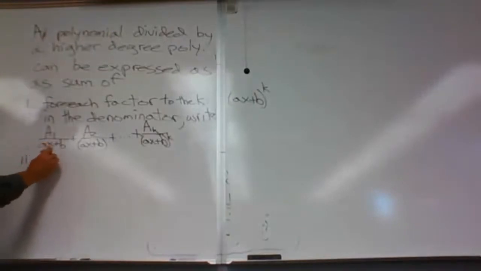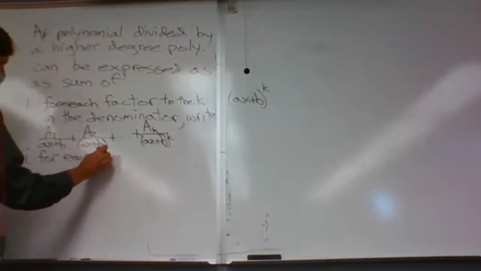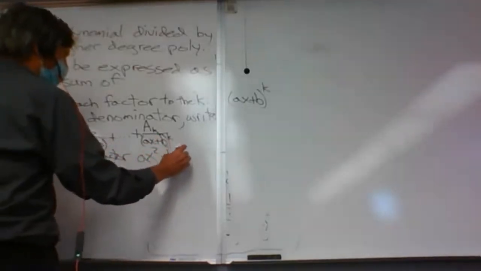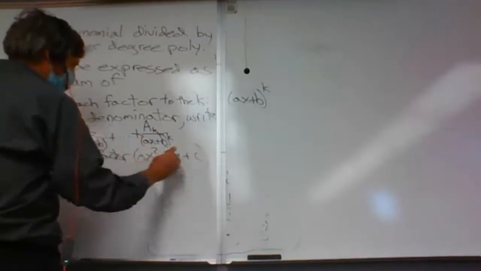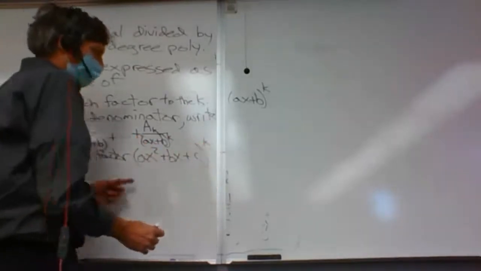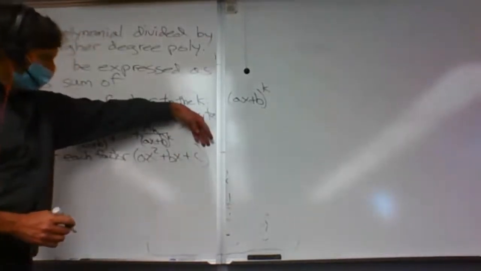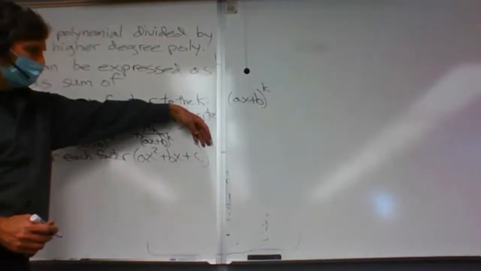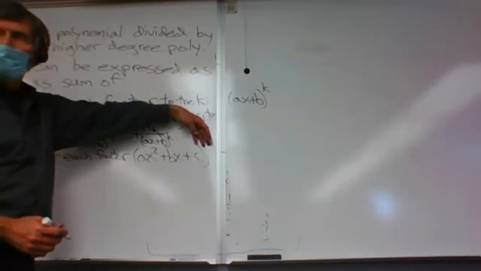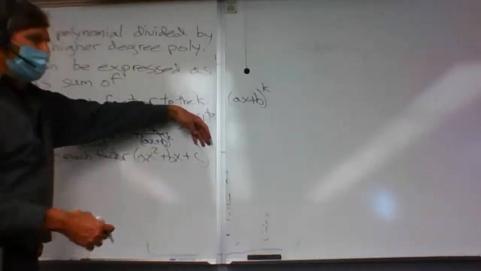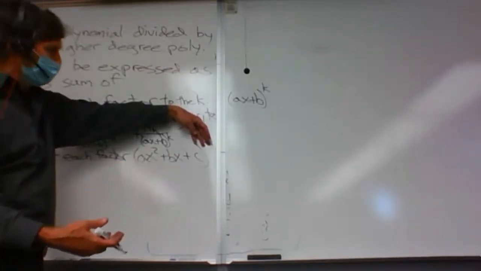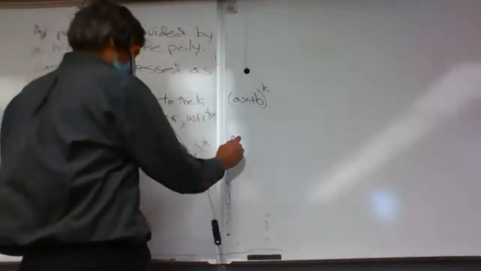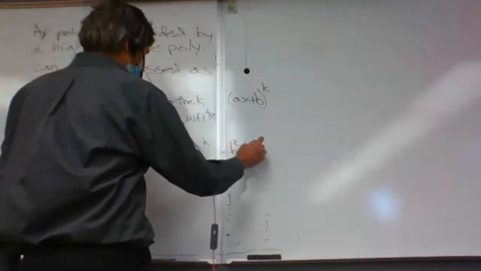Then for each factor, ax squared plus bx plus c to the k, irreducible. Remember what an irreducible quadratic is? Yeah, you can't factor it into linear factors without using i. So it's irreducible over the real numbers is what we say. And that happens when the discriminant is negative, right? Talked about that last time. b squared minus 4ac negative.